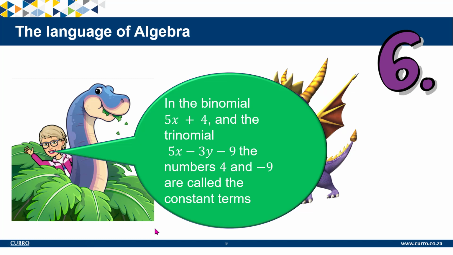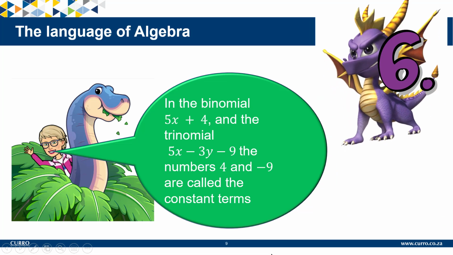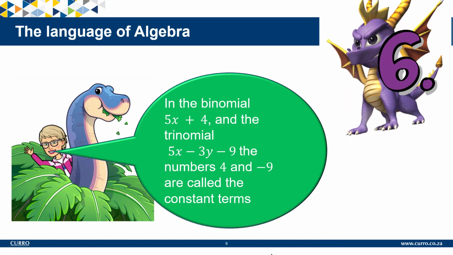In the binomial 5x plus 4 and in the trinomial 5x minus 3y negative 9, the numbers 4 and negative 9 are called constant terms because they don't have any variables. So the 4 is a constant term and the negative 9. Remember the sign. What is it, Ping? Oh, you're the one that always forgets the sign. Okay. So remember, positive 4 and negative 9.